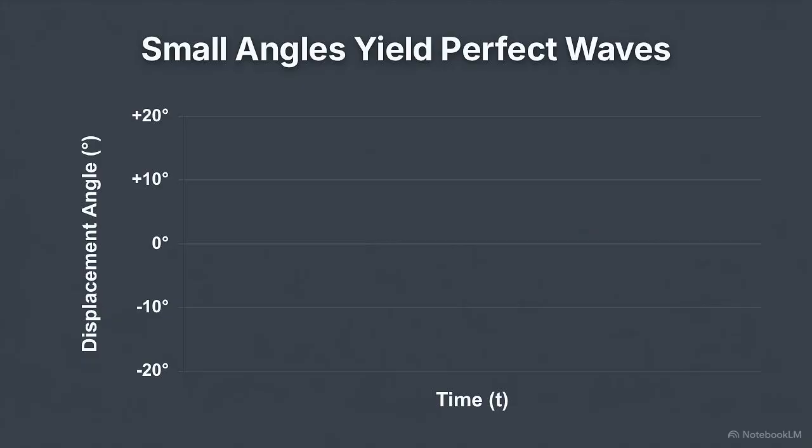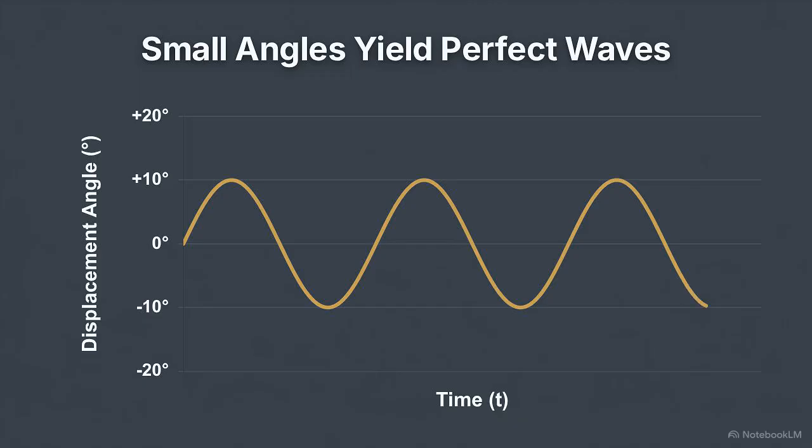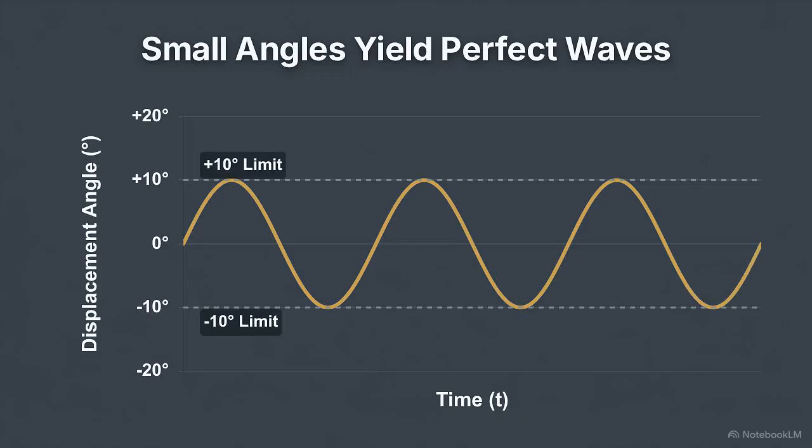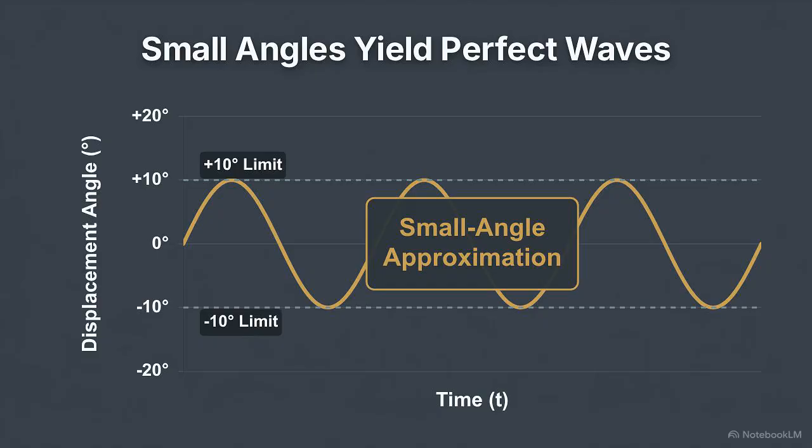This chart shows the pendulum's displacement plotted over time for small angles. It forms a smooth, predictable sine wave, because the restoring force pulling the bob back to the center is nearly linear. This is known as the small angle approximation.